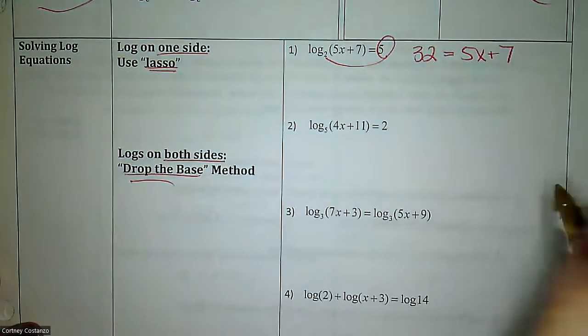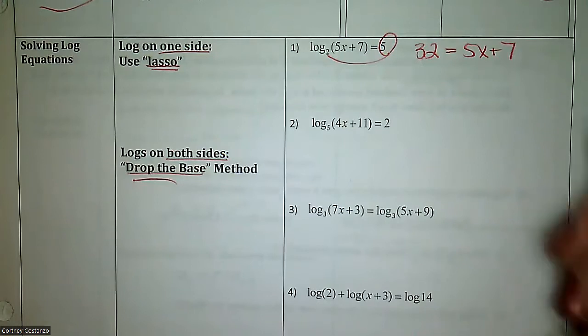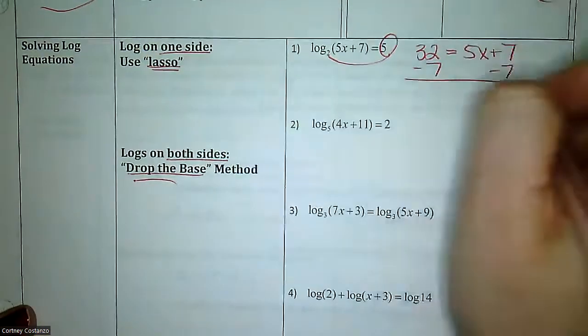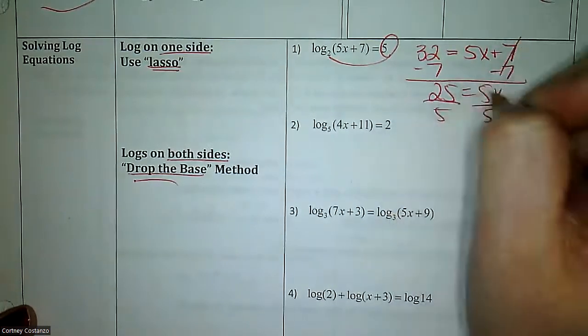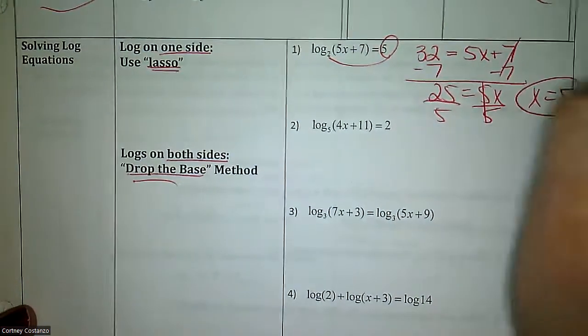When you lasso a log, it goes away. There's no more log in the word. So no more word, no more log. All the logs are gone. And we can solve very easily.